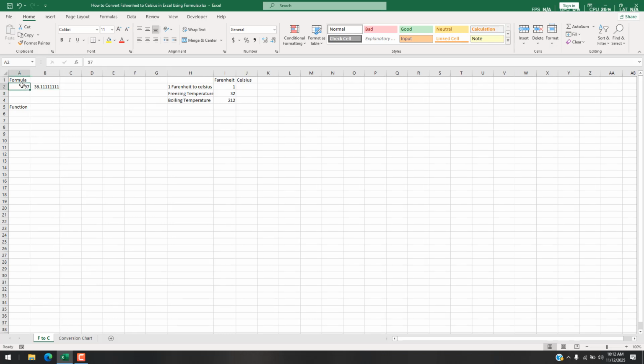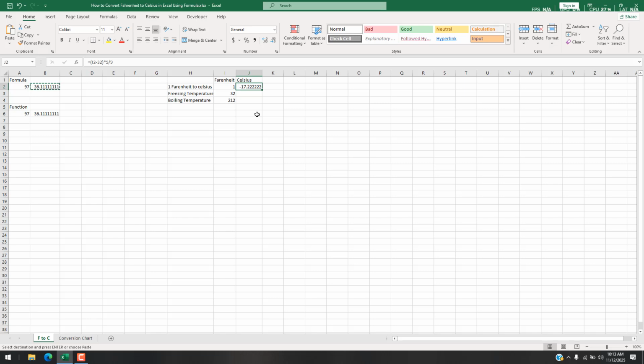Okay, so we have converted 97 degrees Fahrenheit to Celsius, which converted result is 36 degrees Celsius using the mathematical formula inside Excel. Now if I use the same formula here, you can see 1 degree Fahrenheit is negative 17.22 degrees Celsius, and let's convert the others, and the second one should be 0 and the third one should be 100, and you can see the formula works perfectly. Freezing temperature in Fahrenheit is 32 and in Celsius is 0. Boiling temperature in Fahrenheit is 212 and in Celsius is 100 degrees Celsius.